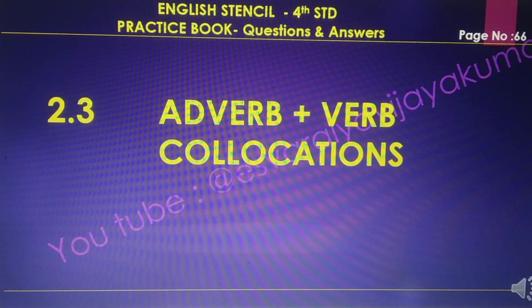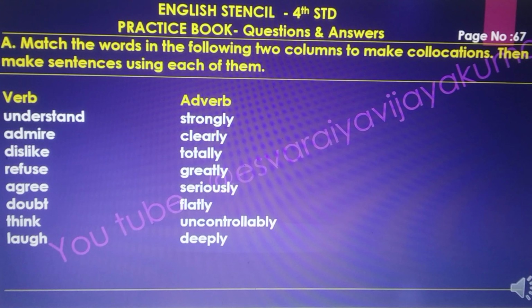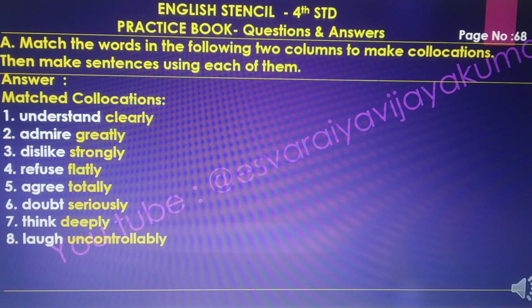And 2.3, verb and adverb collocations. And here are the questions, and here is the answer. Match the words of the following two columns to make collocations. Then make a sentence using each of them. The answers: understand clearly, admire greatly, dislike strongly, refuse flatly, agree totally, doubt seriously. Seventh one, think deeply. Eighth one, laugh uncontrollably.